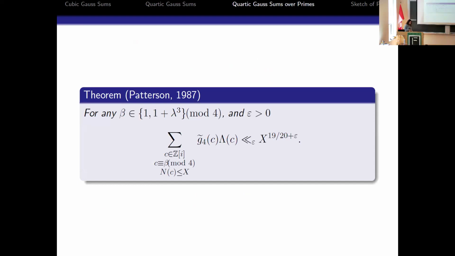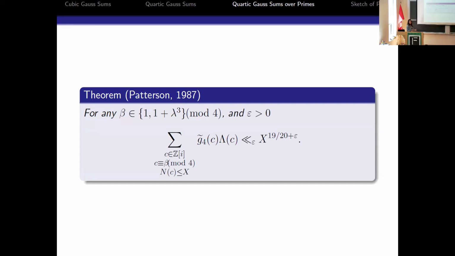Now, for the sums of these quartic Gauss sums at prime arguments, what do we know? Well, Patterson in 1987 showed that the sum of the quartic Gauss sums at prime arguments, given as such here, is less than x to the 19 over 20 plus epsilon. I'm saying at prime arguments because lambda detects the prime powers, but G is only supported on square-free integers. So really, this is a sum over primes.